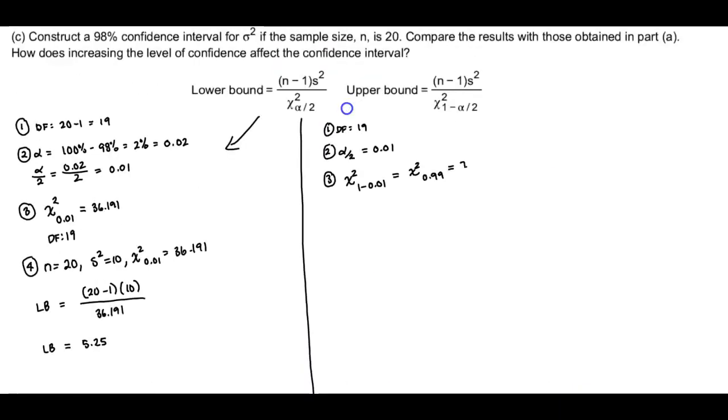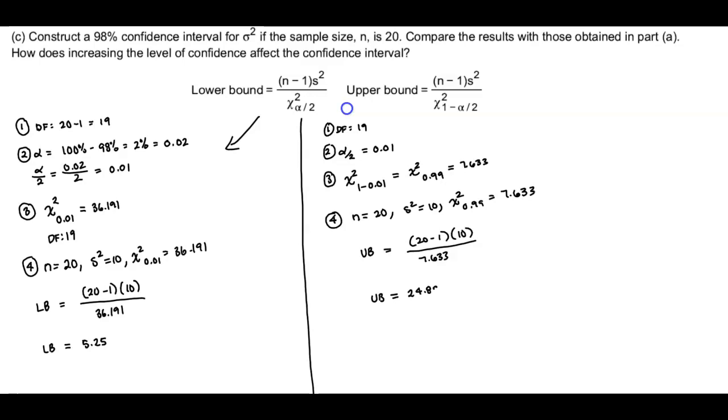So therefore, that's equal to 7.633. So now we're going to find the upper bound, where n is equal to 20, our variance is 10, and our chi-square of 0.99 critical value is 7.633. And now let's plug it in. So we have 20 minus 1 times 10 divided by 7.633. And so therefore the upper bound is going to equal 24.89.